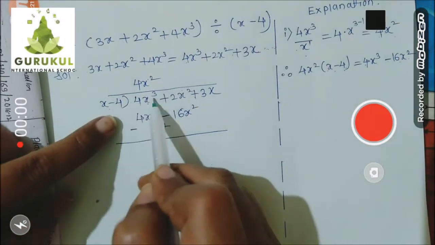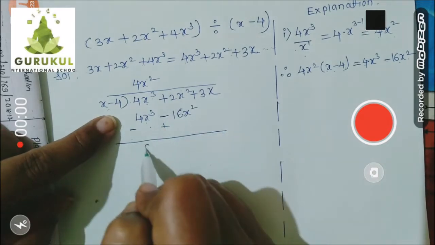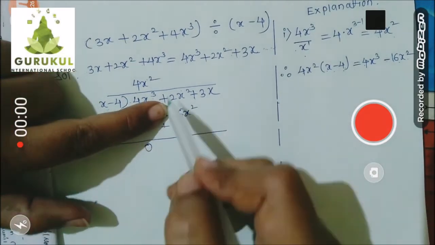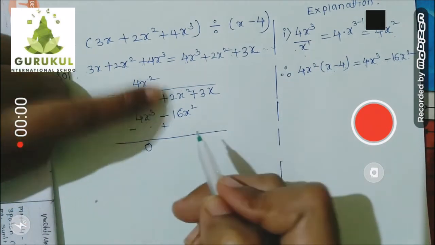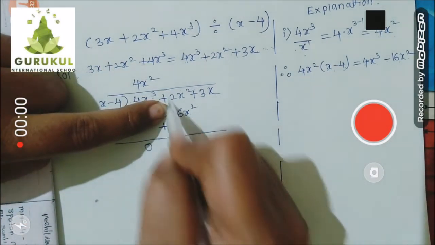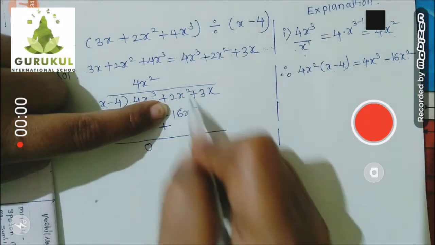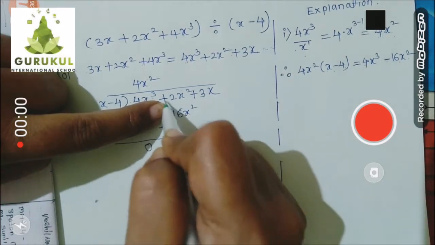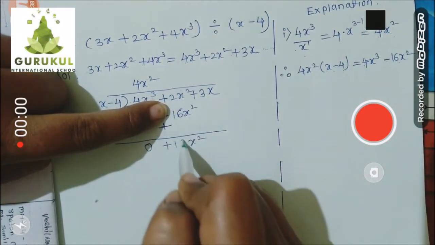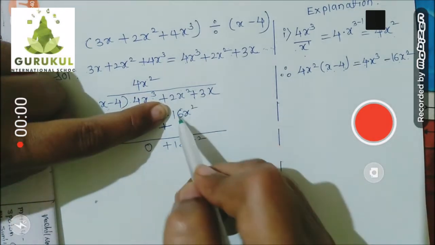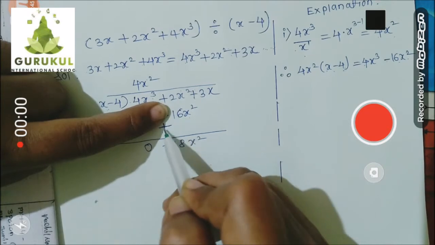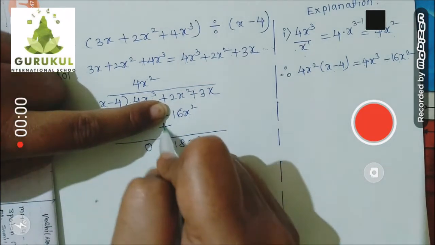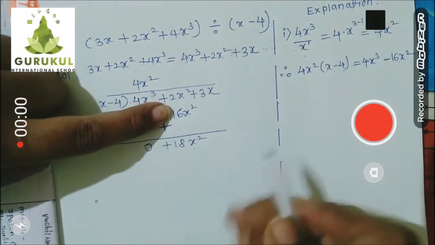Now children, plus 4x cube minus 4x cube, 0. Now forget the original sign. Plus 2x square minus 16x square. Sorry, plus 2x square plus 16x square. Children, x square will remain as it is. Now plus 2 plus 16, plus 18. Same sign, add the number and put the greater number's sign to the answer. Greater number was 16, its sign is plus. And that's why plus 18x square.